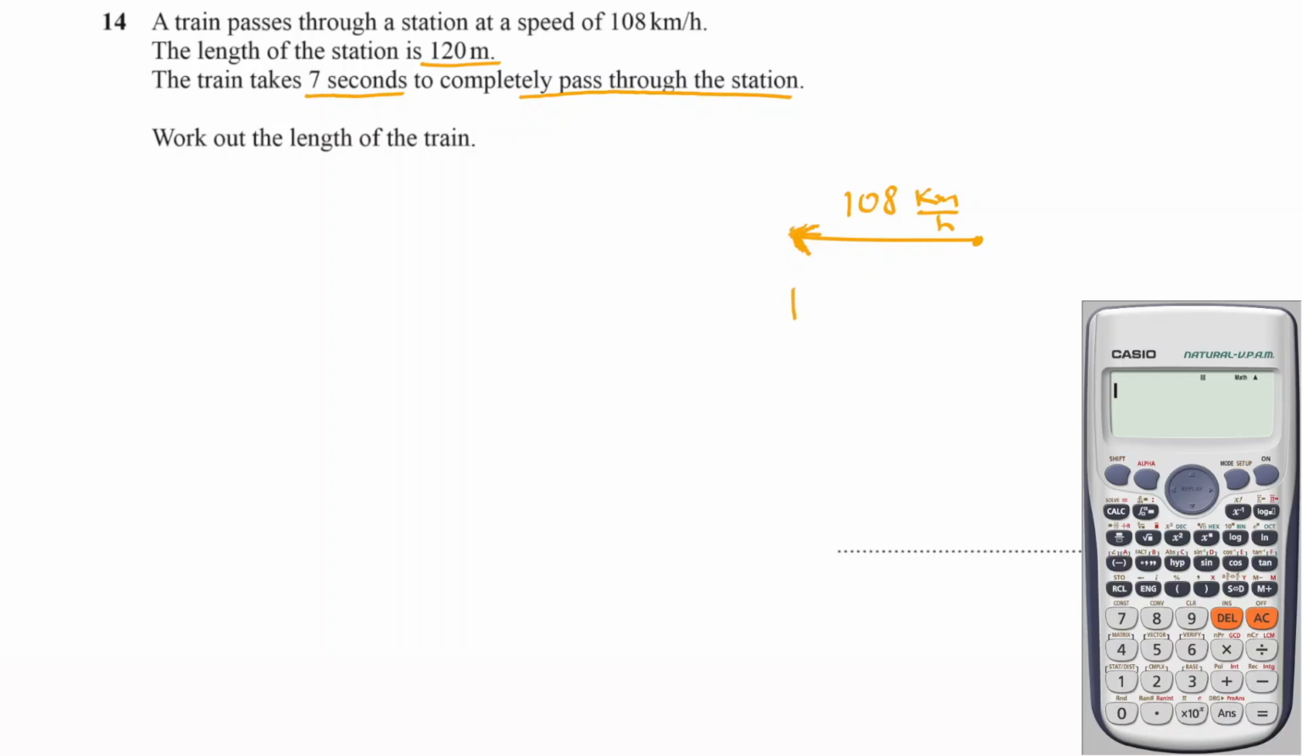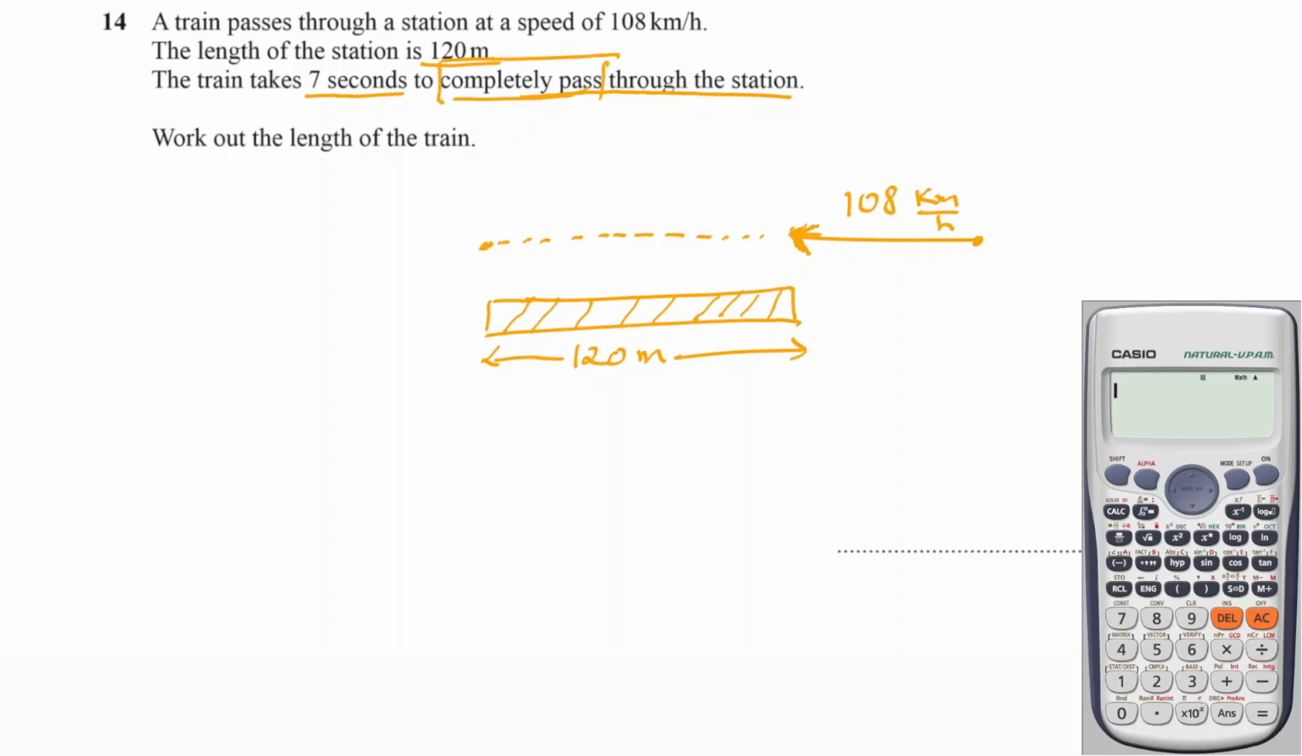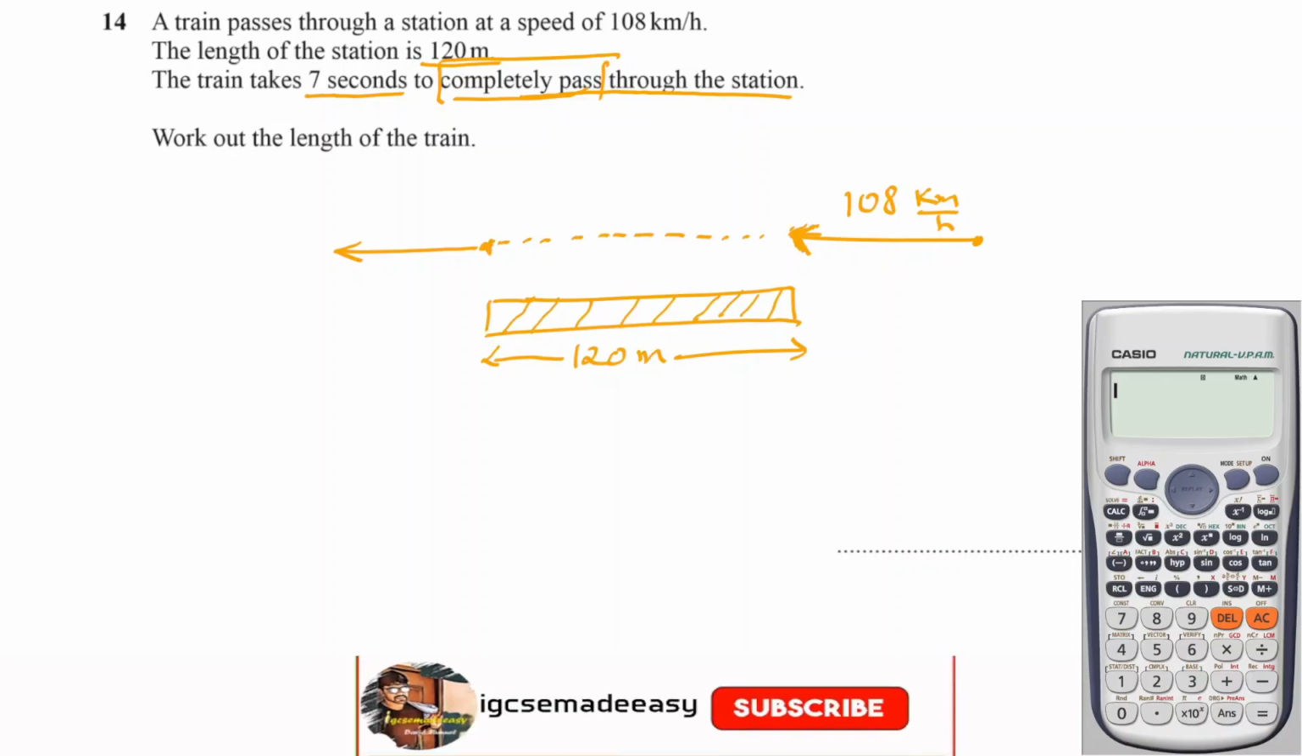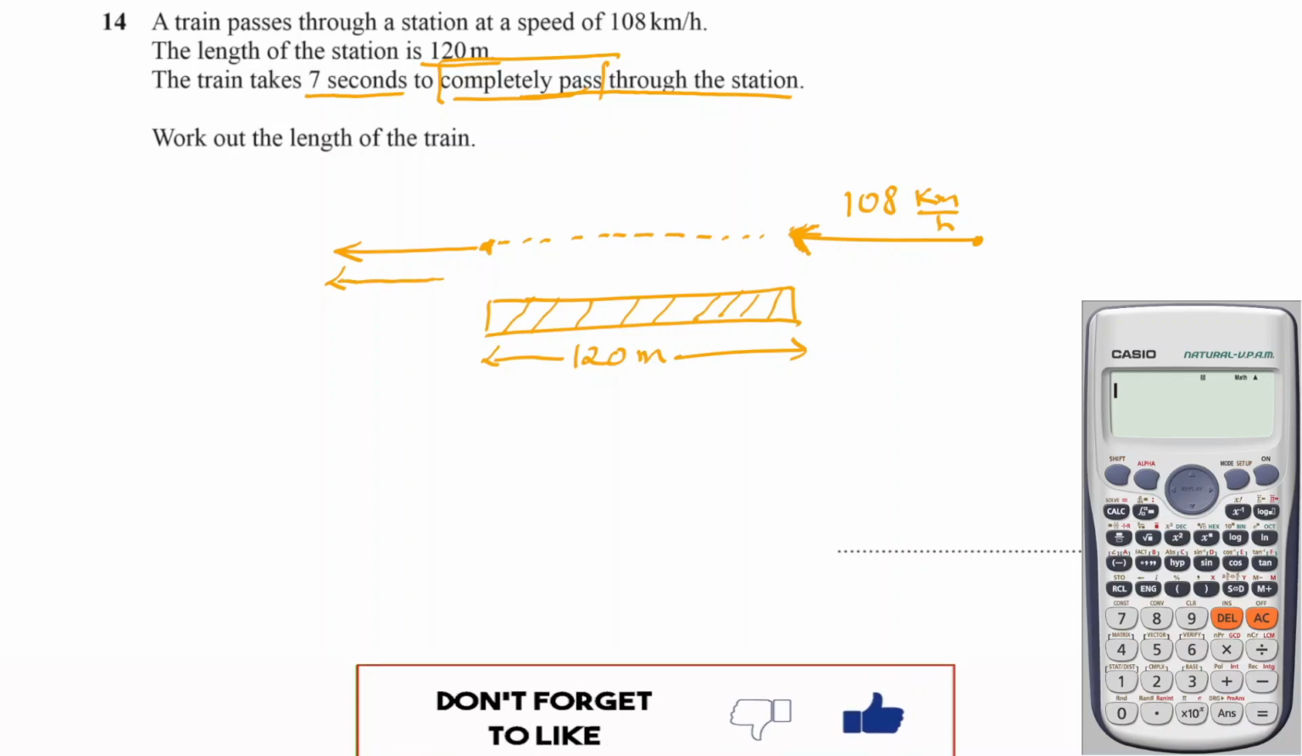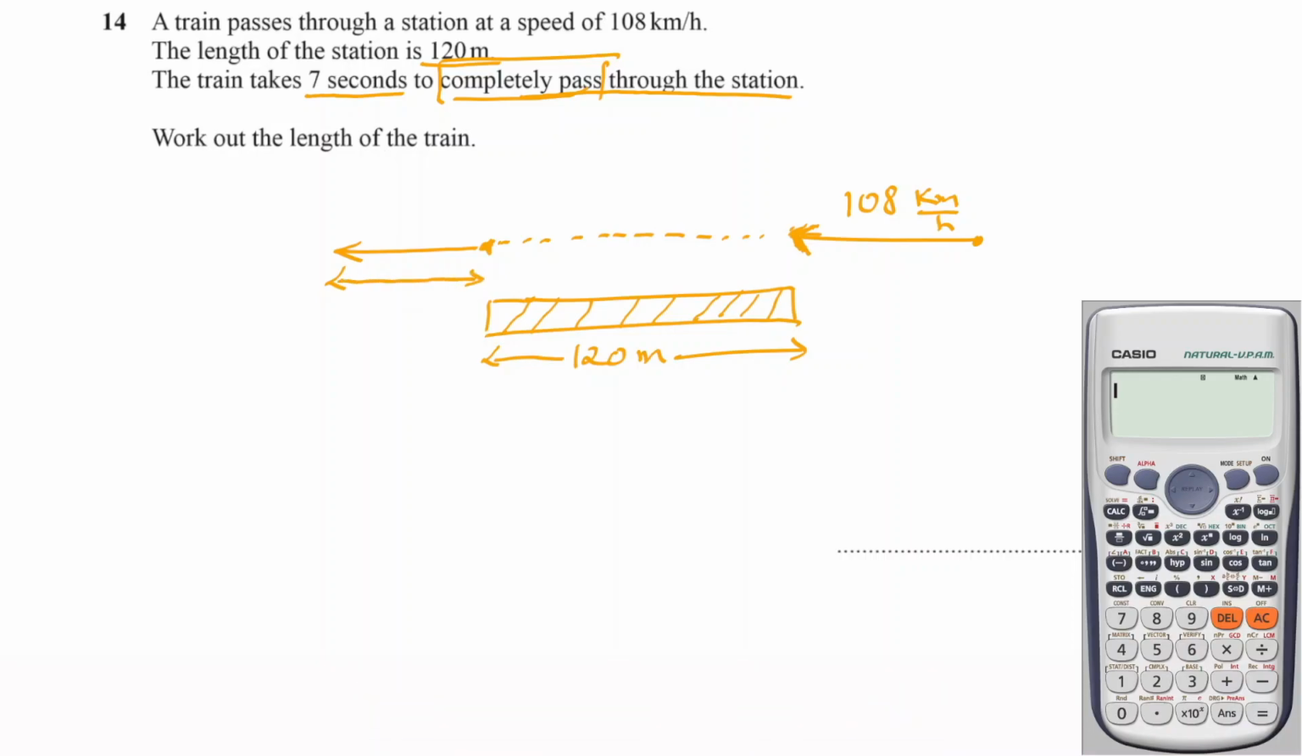The train passes through a station, and let's say this is the station, and the length of the station is 120 meter. It is said that the train will go like this and it will be completely passing through. It means that pass through means what? The tail of the train will be here and the head of the train is here, right? It means that it has completely passed out of the station. So we have to find out the length of the train. This is what we have to find out.